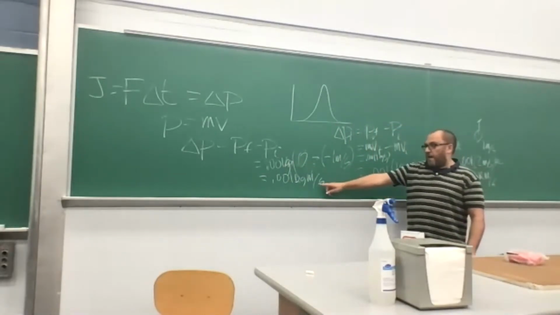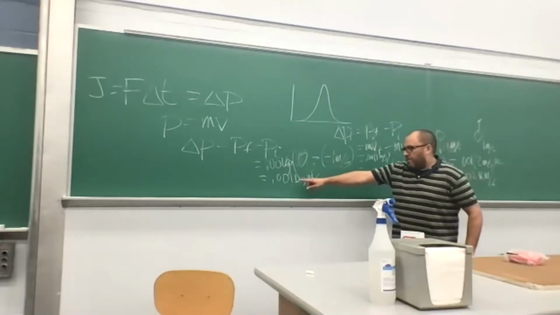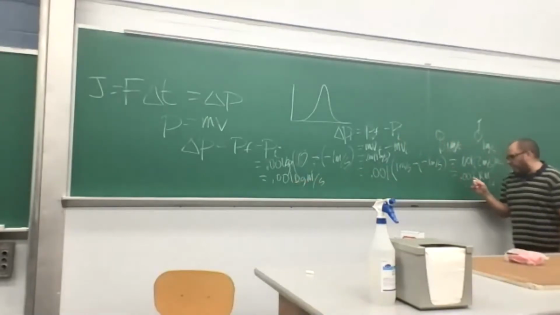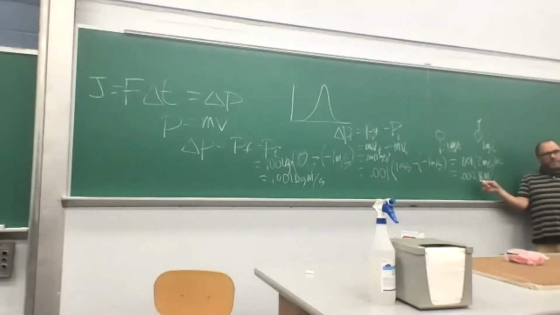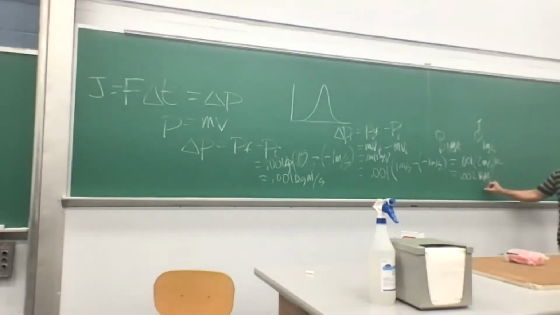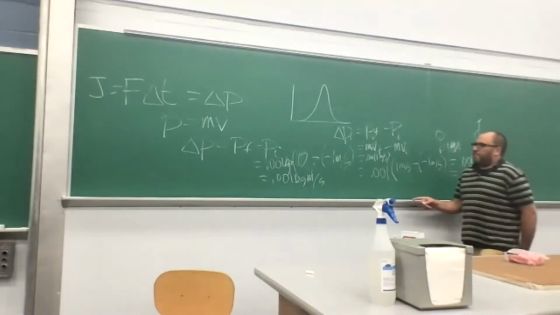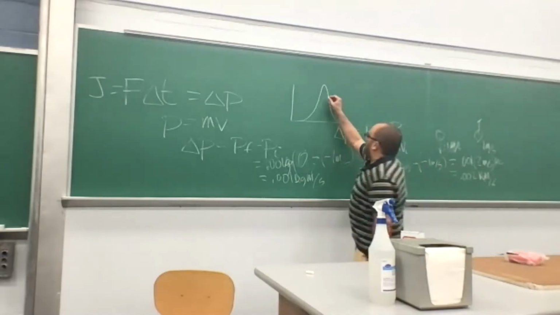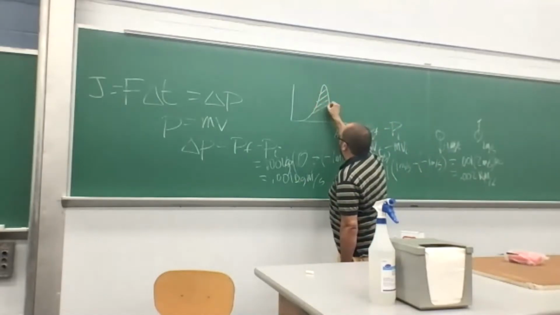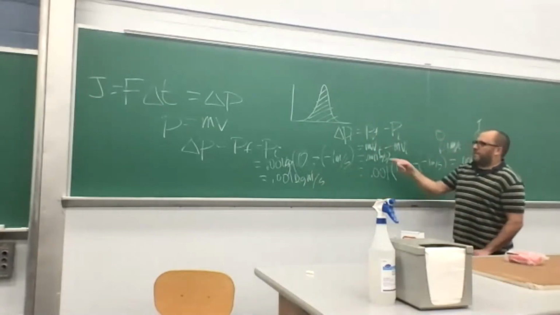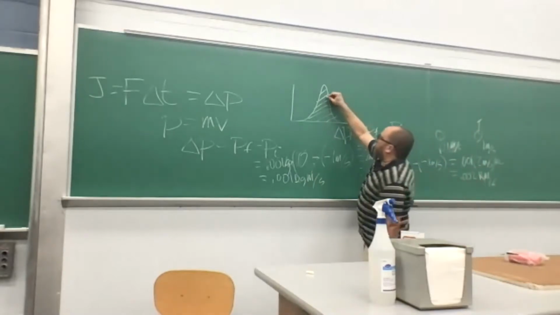So the paper ball has an impulse of 0.001 kilograms meter per second, and the bouncy ball has an impulse of 0.002 kilograms meters per second. Okay, so that means that if the area under this curve, okay, is the same, well, let's say it's for this one. This is my bouncy ball.